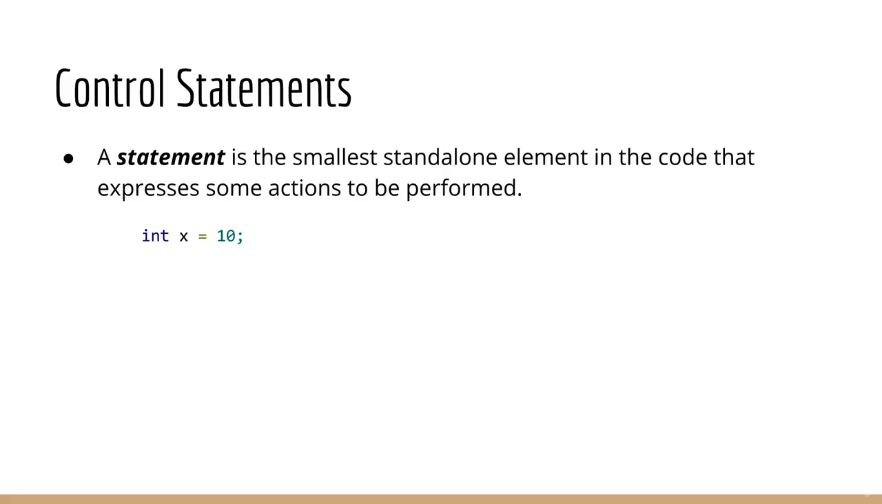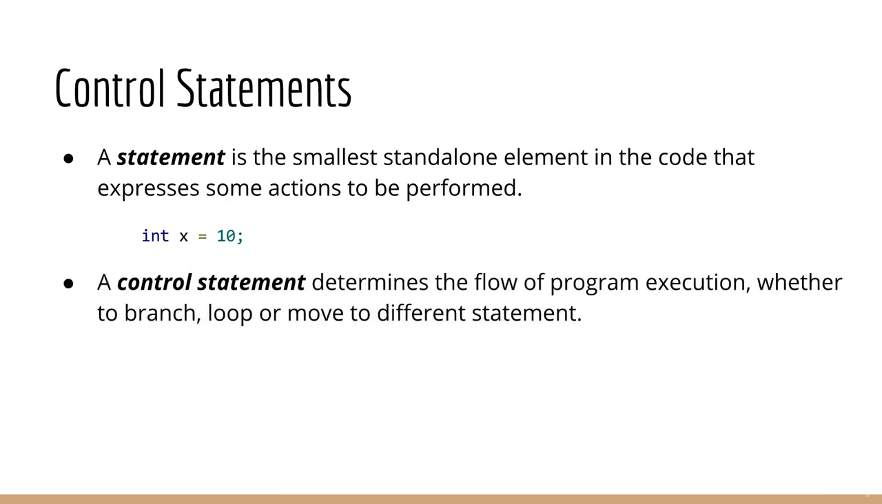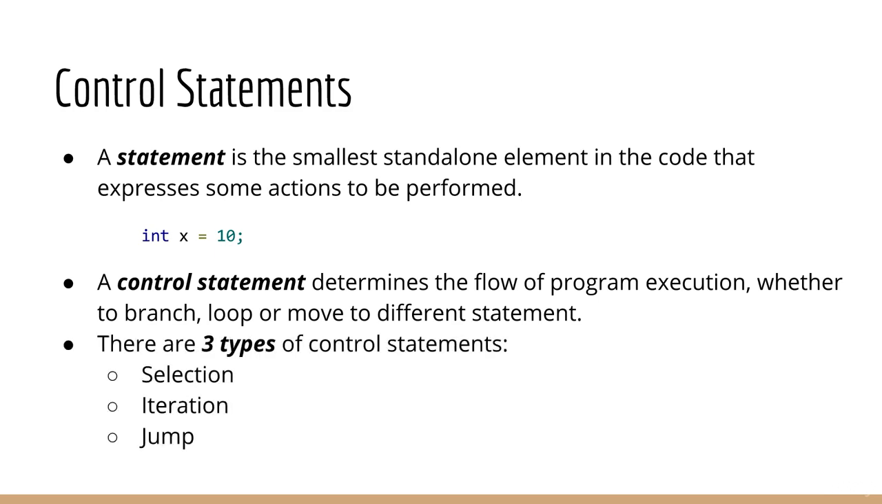Before looking into control statements, let's see what a statement is. In computer programming, a statement is the smallest standalone element in the code that expresses some action to be performed. It could be declaring a variable, printing a string in the console, or getting a value from a mathematical expression. Now, a control statement is a kind of statement that determines the flow of program execution, whether to branch, loop, or move to a different statement. There are 3 types of control statements: selection, iteration, and jump.